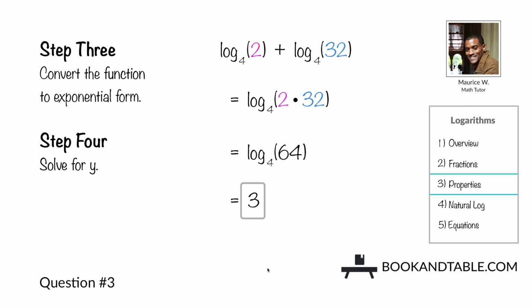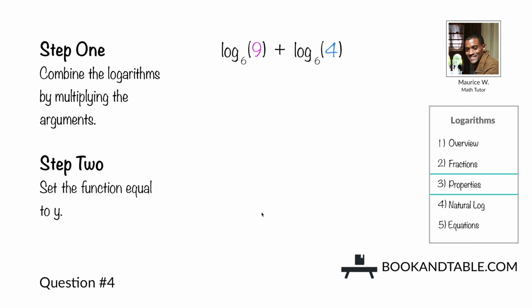Let's now have a look at question number 4. We were given the log of base 6 of 9 plus the log of base 6 of 4. So step 1, we want to combine the logarithms by multiplying the arguments, 9 times 4. And 9 times 4 is equal to 36. And our base 6 can be multiplied times itself to give us the argument of 36. So that is the clue that we need to let us know that we want to simplify this further.